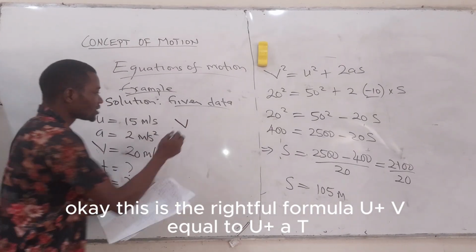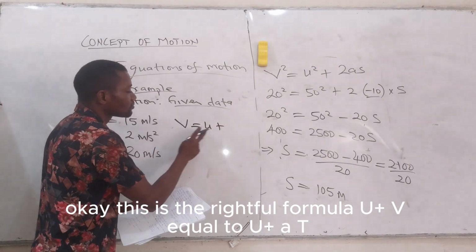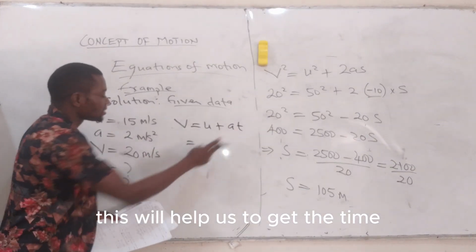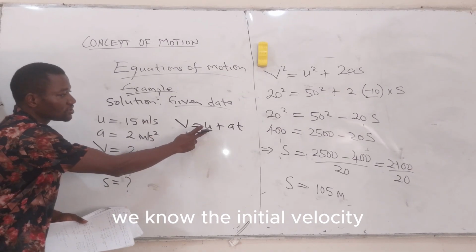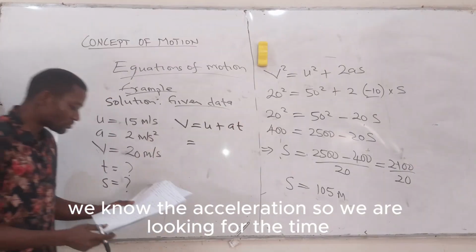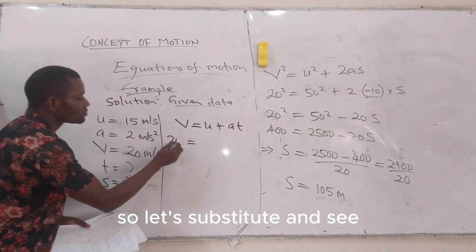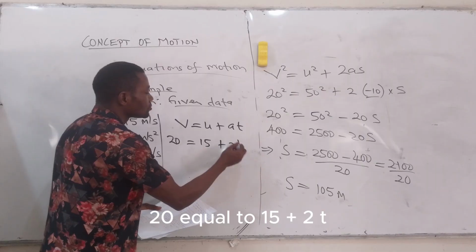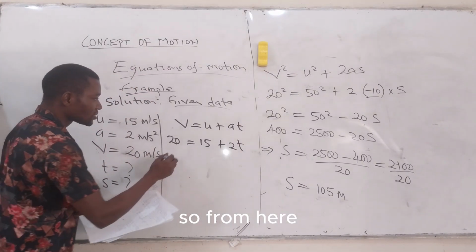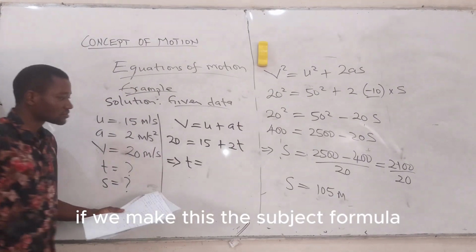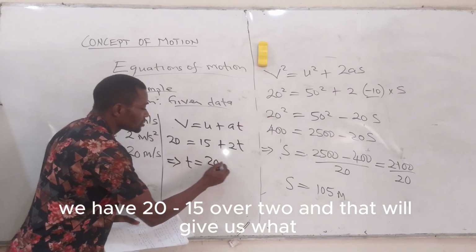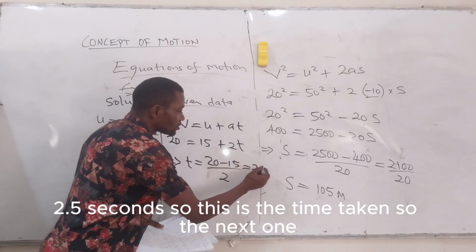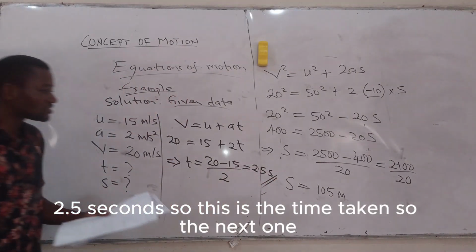This is the right formula: V equals U plus at. This will help us get the time. We know the final velocity, the initial velocity, and the acceleration, so we are looking for the time. Let's substitute and see. 20 equals 15 plus 2t. From here, if we make t the subject of the formula, we have 20 minus 15 over 2. And that will give us what? 2.5 seconds. So this is the time taken.